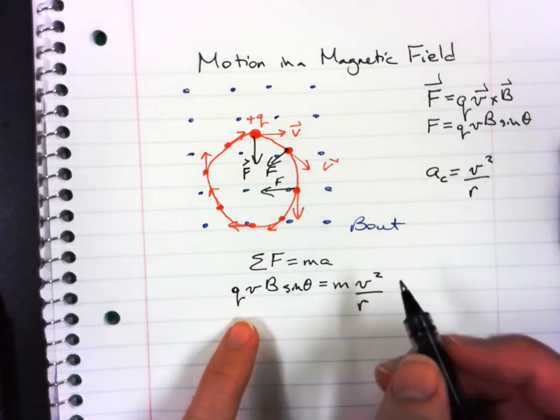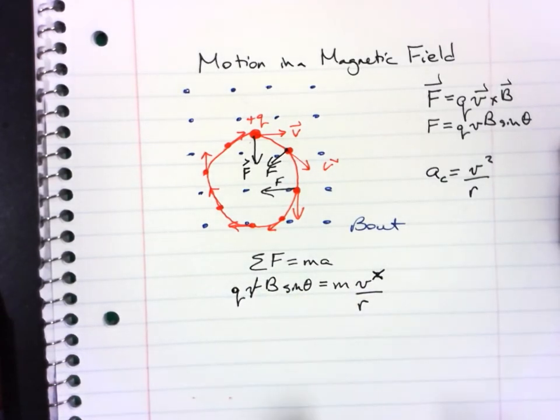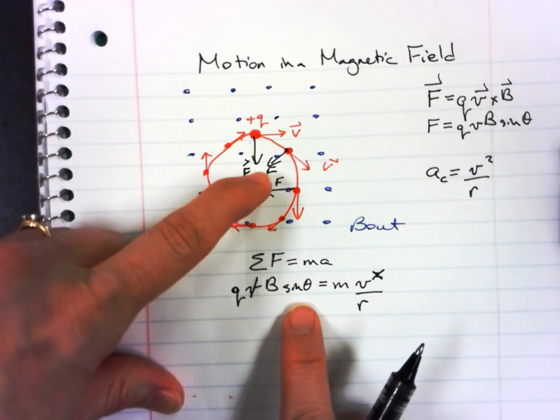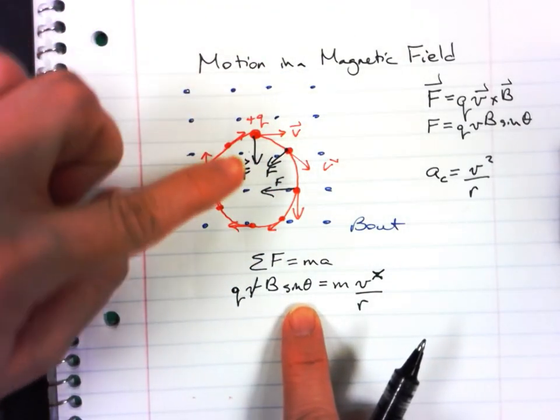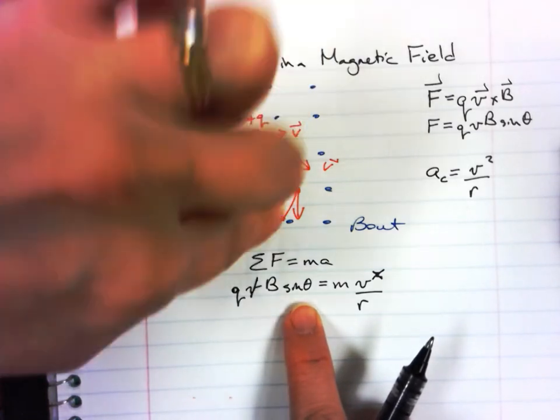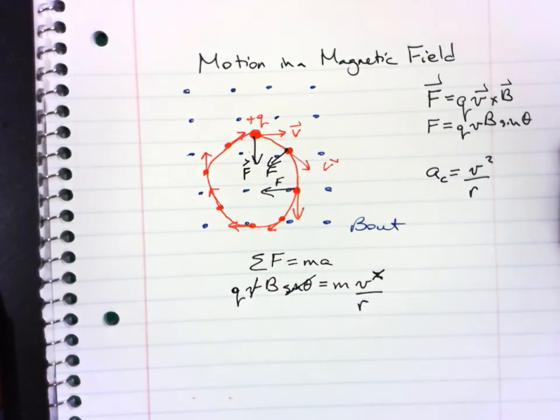So here's the first thing that's interesting. One of the v's cancels out, but not both. I have set this up so that the velocity, because it's in the plane of this paper and B is out of the paper, no matter what direction the velocity is, it's always perpendicular. So this is 90. Sine of 90 is 1. So I don't have to calculate that.